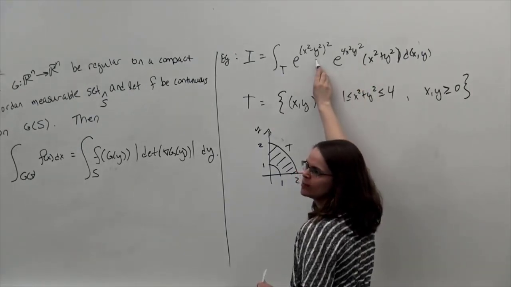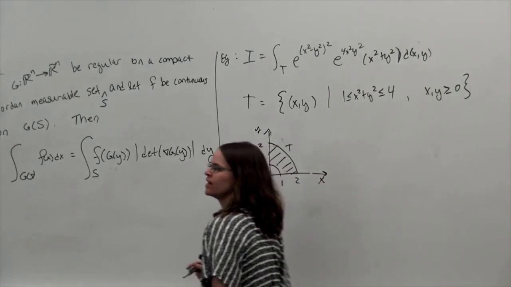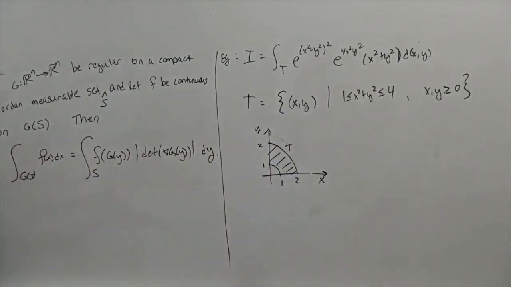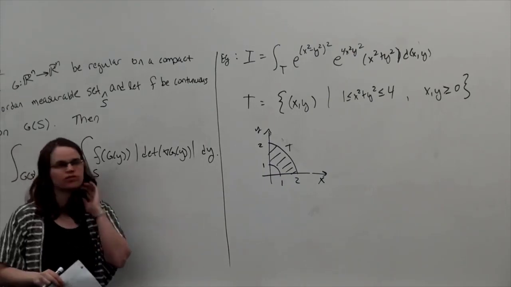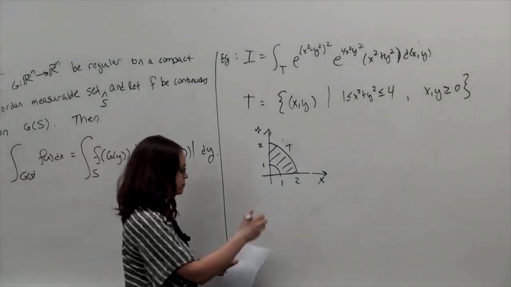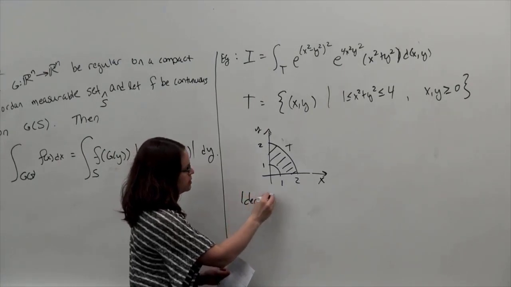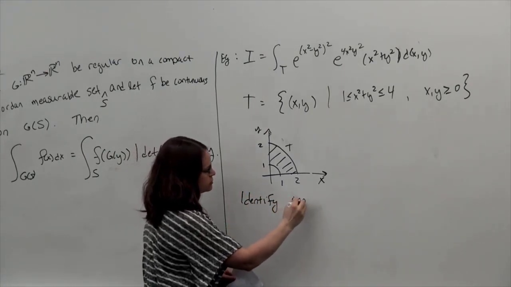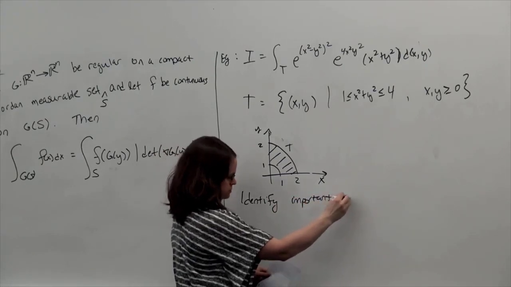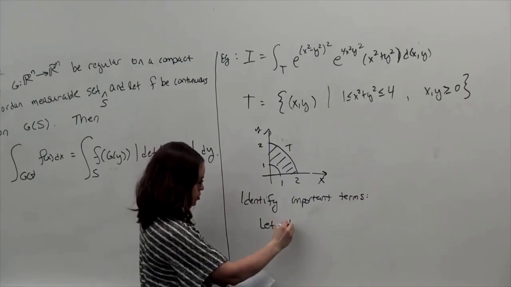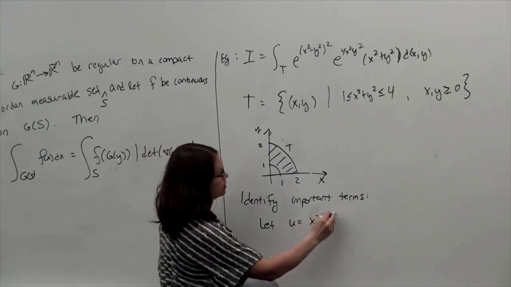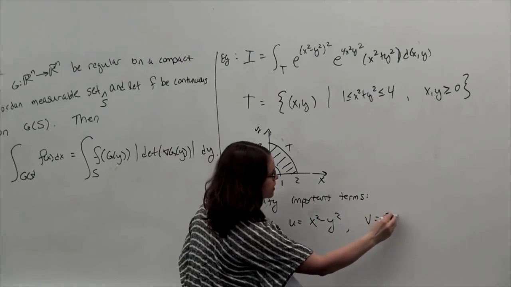Since this is something squared up here, maybe I want something squared up here, because I'd rather have a u squared plus v squared than a u squared plus v. I don't know. You can try things, and if it doesn't work, you try something else. But basically, whatever the key terms that show up there are probably a good choice of your variables. So let's try to identify some important terms. I'm going to suggest to try u equals x squared minus y squared and v equals 2xy.